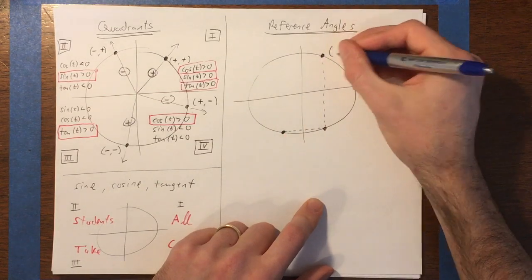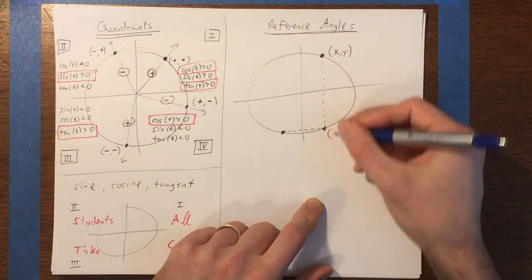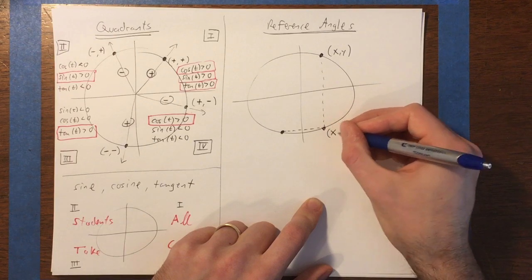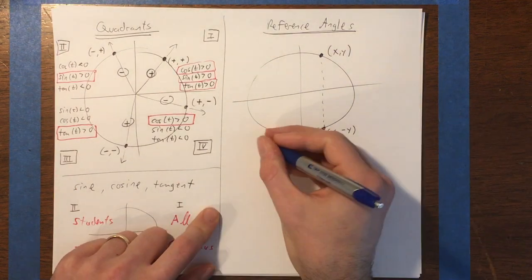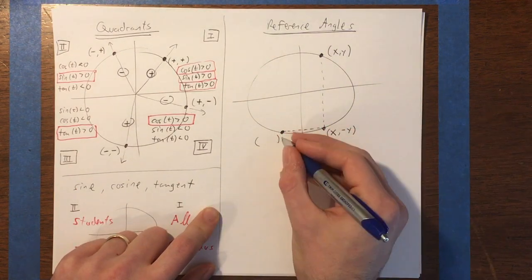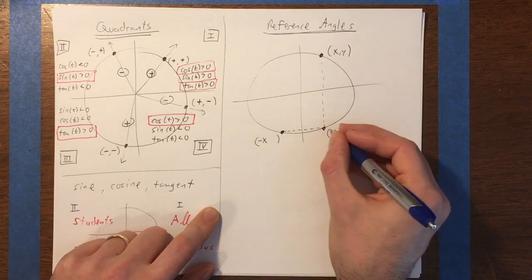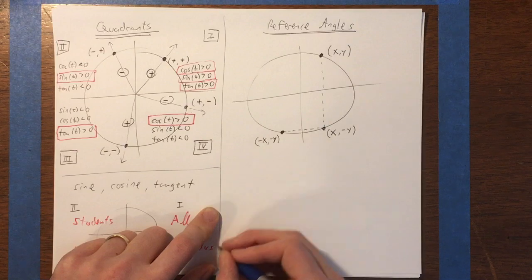So if this point is x comma y, then this point down here, since it's reflected across the x-axis, the x coordinate is going to be the same. The y coordinate is going to be opposite, negative y. And this point over here, reflected across the y-axis, is going to have the opposite x coordinate, but the y coordinate would be the same as this one. So that's negative x, negative y.